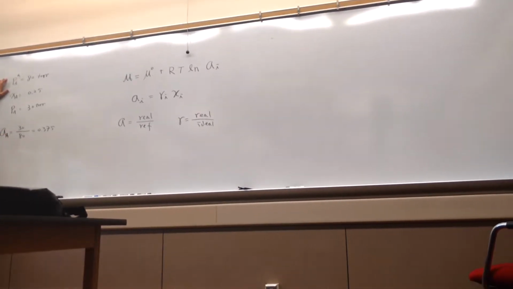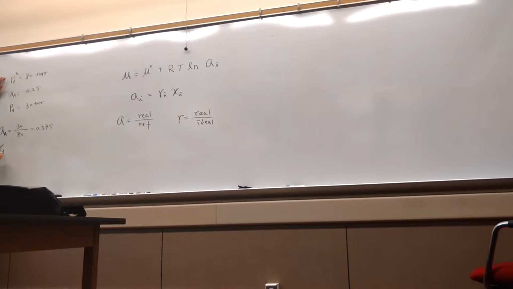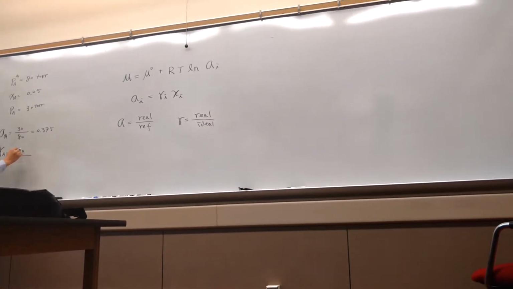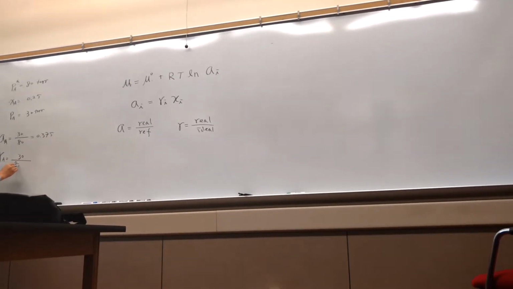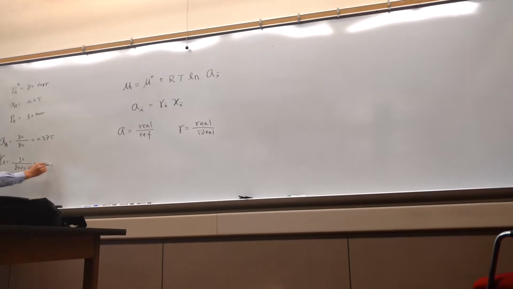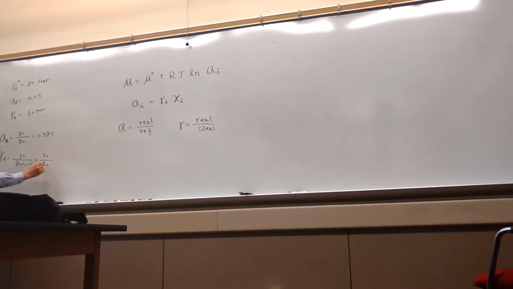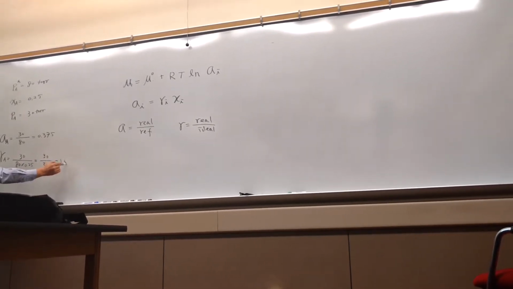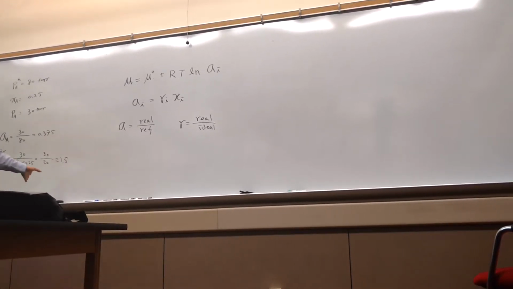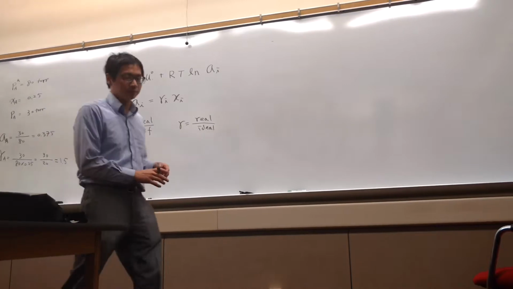And your gamma A is equal to the real, which is 30, over the ideal solution, which is 80 times 0.25. This is 30 over 20, which gives you the gamma equal to 1.5. So this is what we went through this morning.